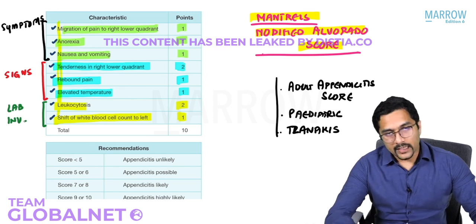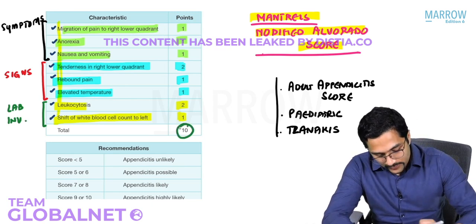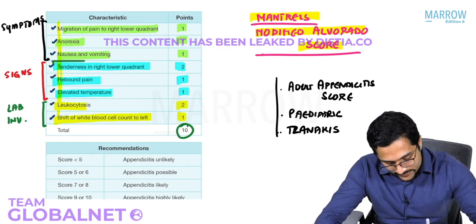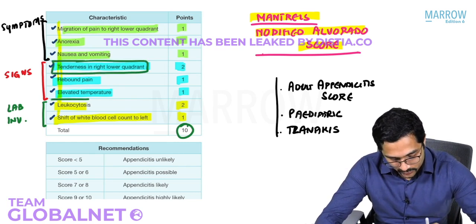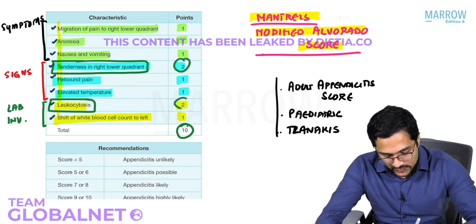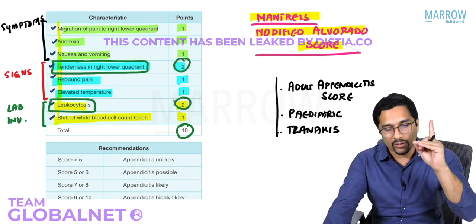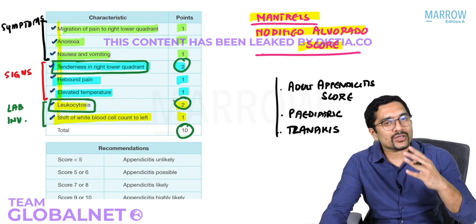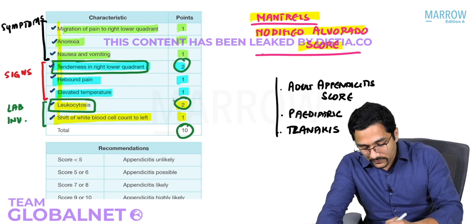So if you add this up, the total score is out of 10, out of which only 2 findings, that is tenderness in the right lower quadrant and leukocytosis, are given a score of 2 each. Otherwise, each one is given a score of 1. This scoring system you need to remember for your exam because questions have been asked from it.